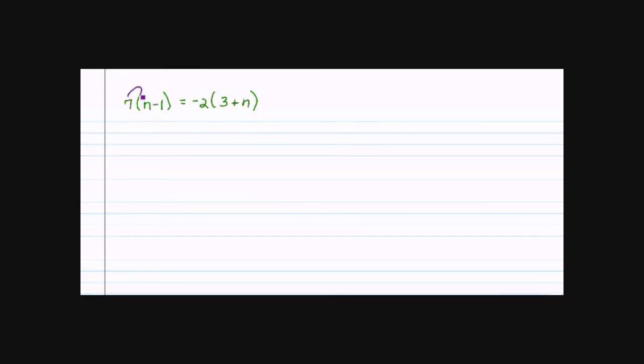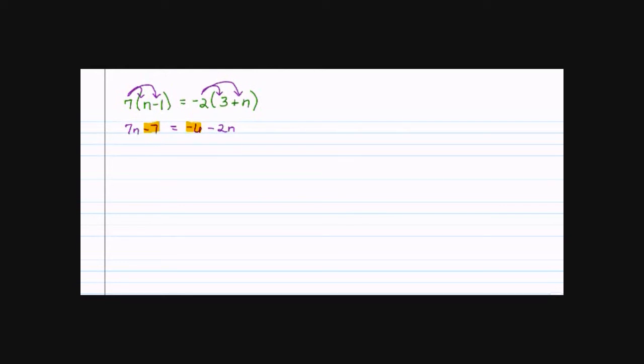I need to multiply my 7 times n to get 7n. 7 times negative 1 is negative 7. Bring down my equal sign. Now negative 2 times 3 is negative 6, and negative 2 times n is a negative 2n. Now I'm ready to move my variables and my numbers. And what do I always move first? I prefer, and it's just a preference, it doesn't matter which one you do, I like to move my numbers first. So let's go ahead and move the numbers.